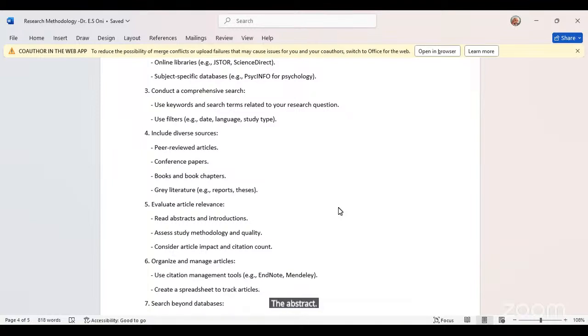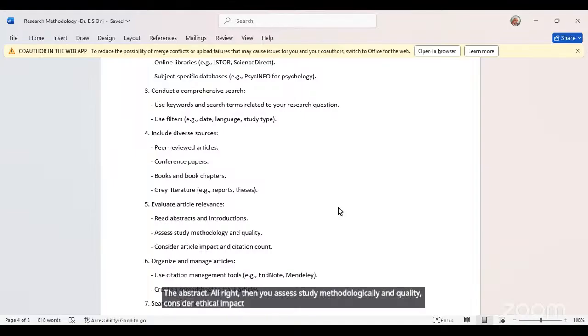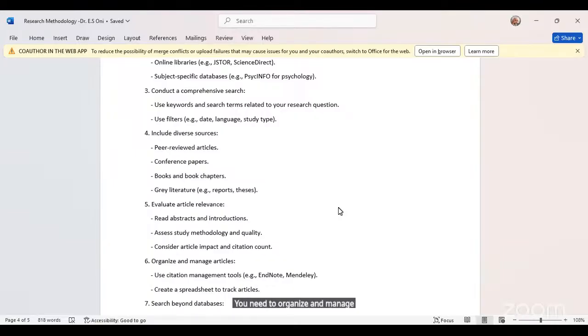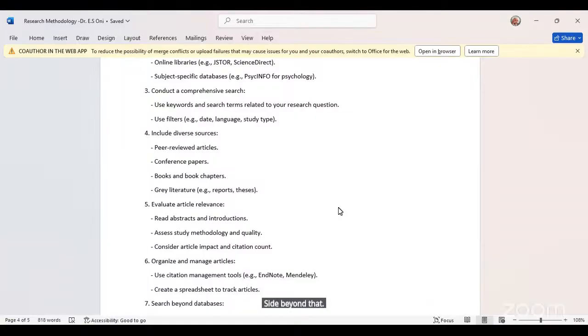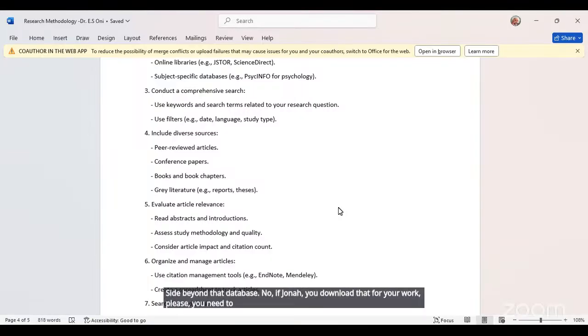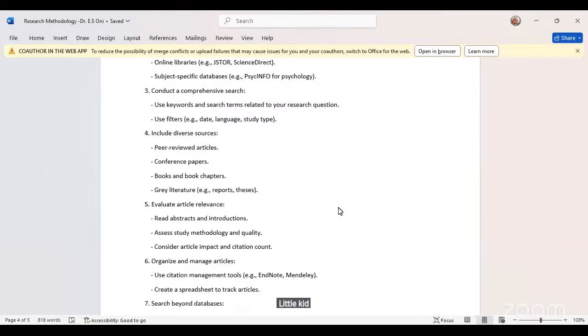All right. Then you assess the study methodologically for quality, and consider the article's impact and citation count. Then you need to organize and manage articles. Use citation management tools, EndNote, Mendeley, and create a spreadsheet to track articles. Every journal you downloaded for your work, please, you need to keep them till the end, after your work has been accepted.